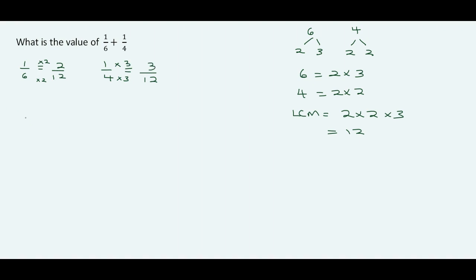So now our new fractions are going to be 2 over 12 plus 3 over 12. Now we have the same denominators, and so we bring it out right here, and then we can add the numerators together, which is going to give us 5 over 12. And at this point we cannot further simplify, so this is going to be our final answer.